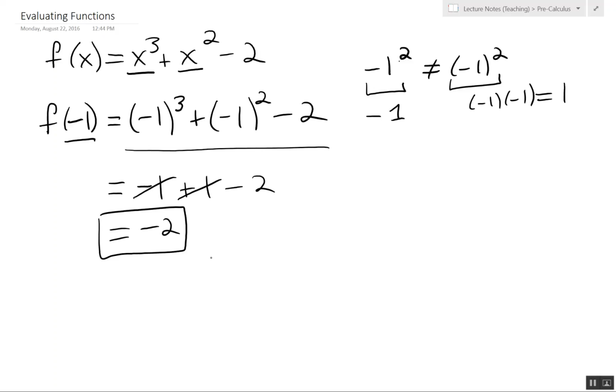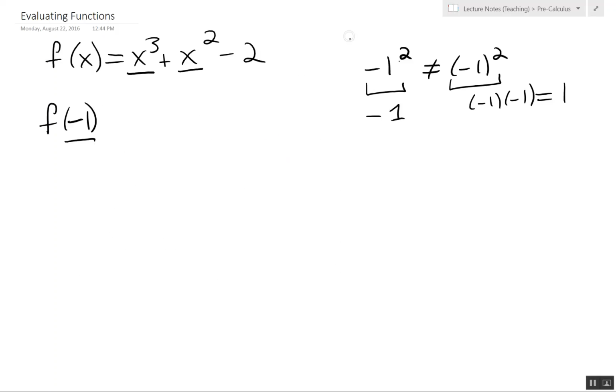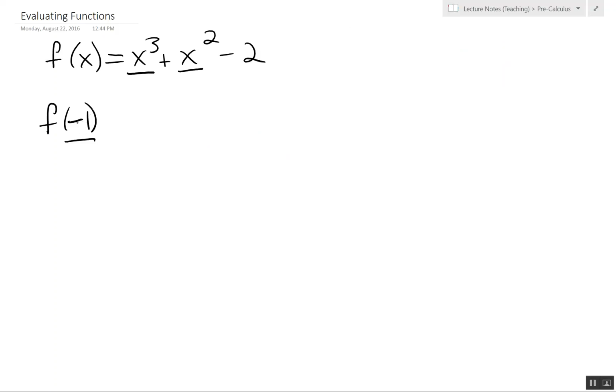So let me erase all this really fast. I guess I'm drawing out erasing, so let me hit the right button on my pen. So we'll delete that, and delete that. And this time, instead of a number, I'm going to put in an expression, x plus 1.